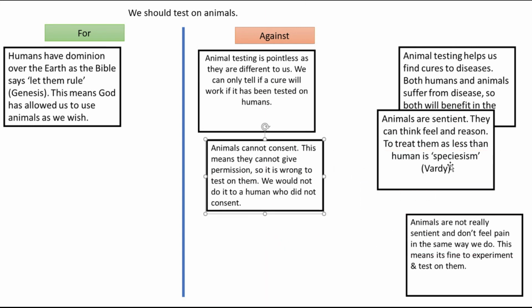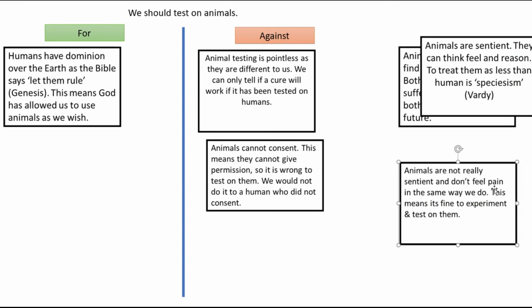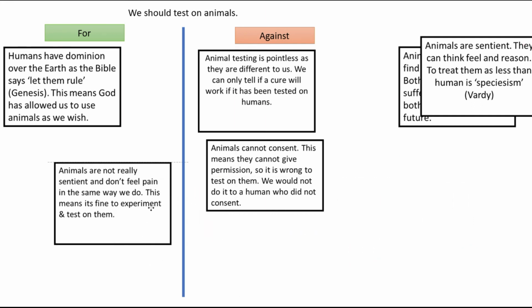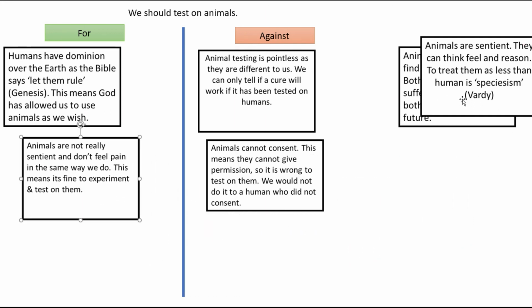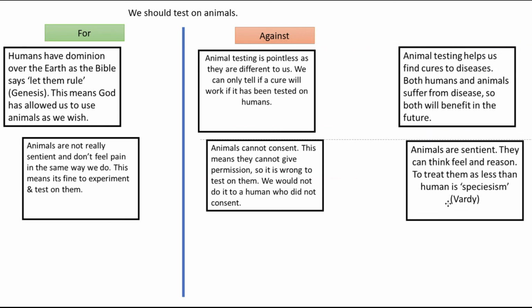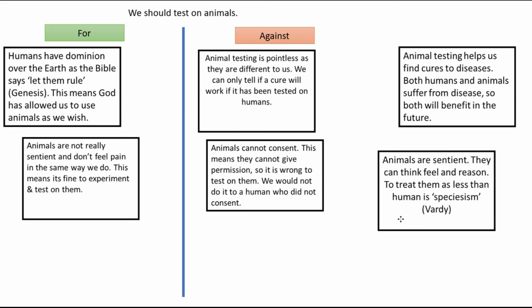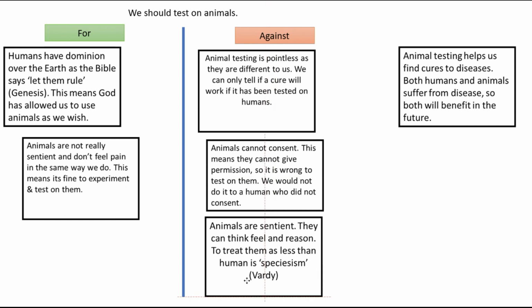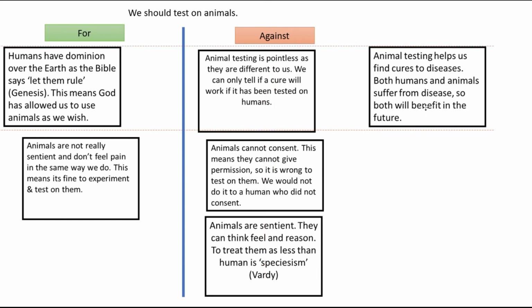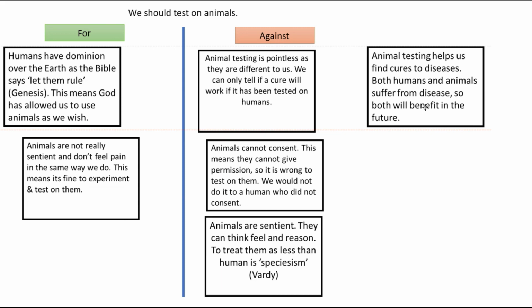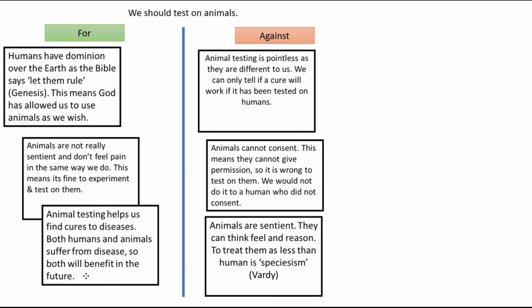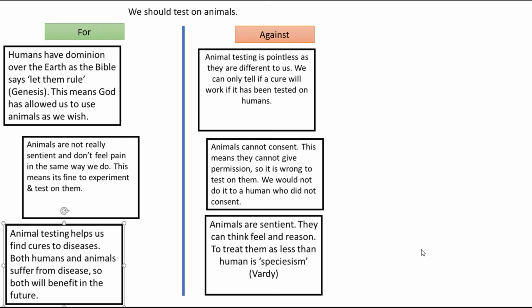We shouldn't test on animals. This next card here says, animals are not really sentient and don't feel pain in the same way that we do. This means it's fine to experiment and test on them. So that clearly means that we should test on animals. This next one here says, animals are sentient, they can think, feel and reason. To treat them as less than that is speciesism. So that's going to go into we should not test on animals, meaning that this last one, animal testing helps us find cures and diseases which both humans and animals will benefit from. That's going to go into for animal testing.